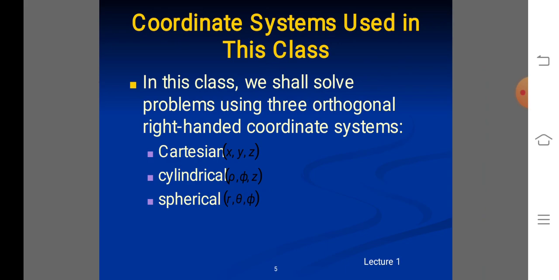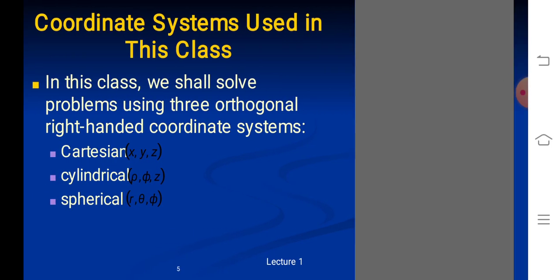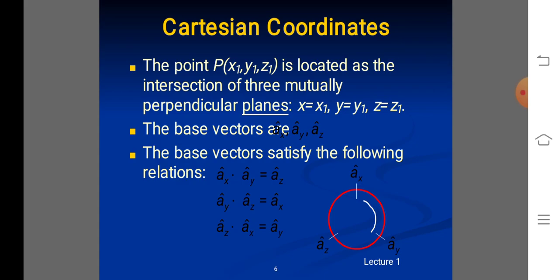Next, we have to look at the coordinate systems used in this class. As I already said in the previous slides: the Cartesian coordinate system, the cylindrical coordinate system, and the spherical coordinate system. The Cartesian coordinate system has the three directions x, y, z. The cylindrical coordinate system has three directions: rho, phi, z. The spherical coordinate system has three directions: r, theta, phi. Let us see the Cartesian coordinate system.